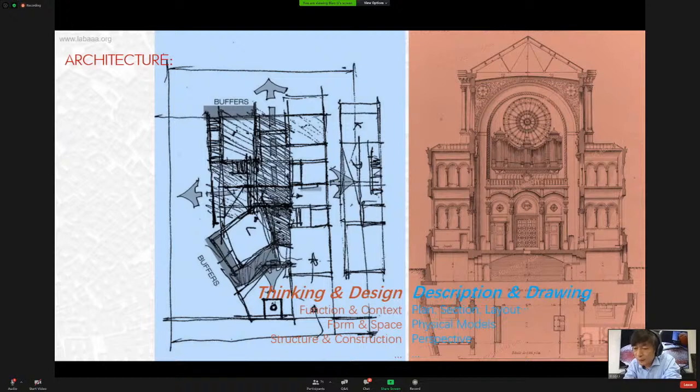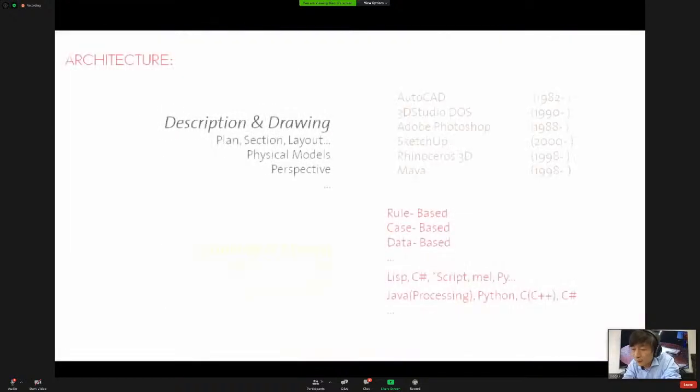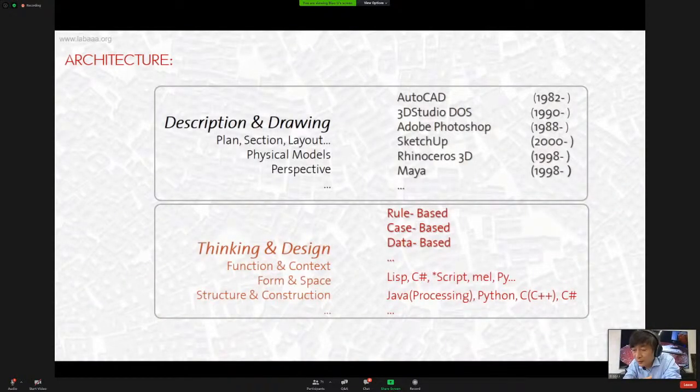Let's look back at the main software here that dominated architecture for many years.